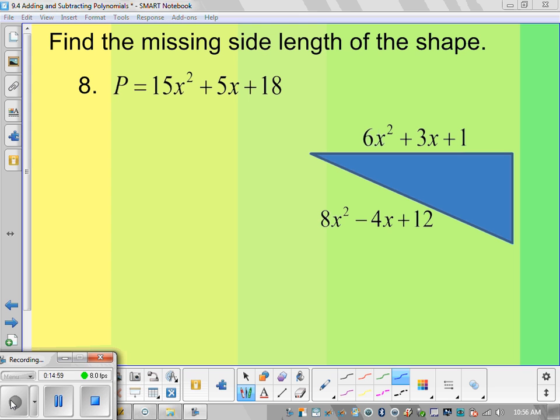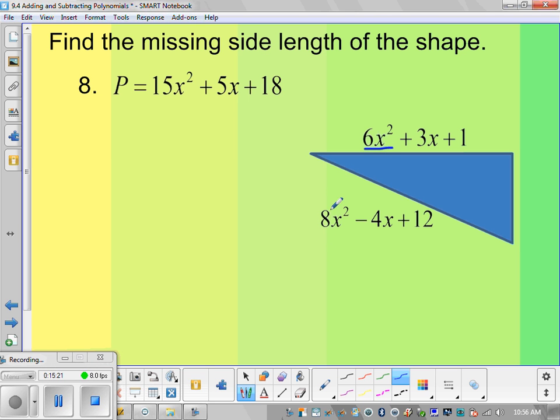The next one looks a little more intimidating because it goes to the squared power. However, it is still the same idea. Take a moment, pause the video, see what you can figure out. Can you find the length of, or the height of this triangle? All right, let's check and see how you did.